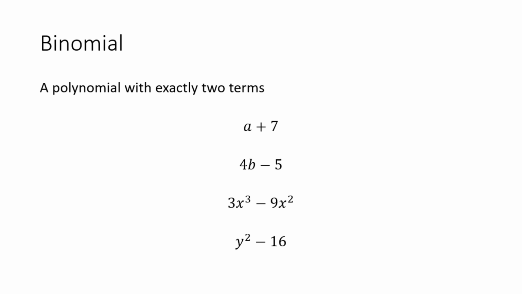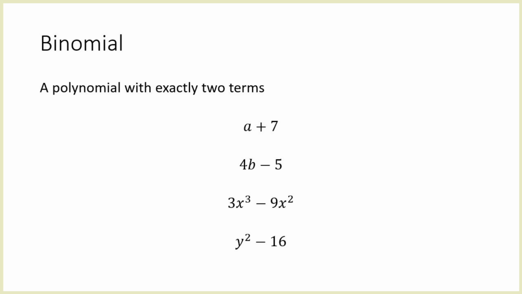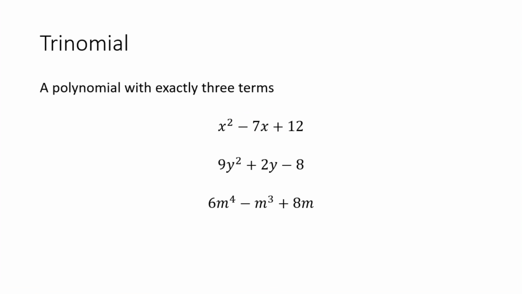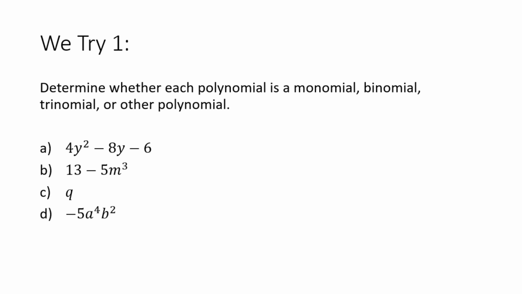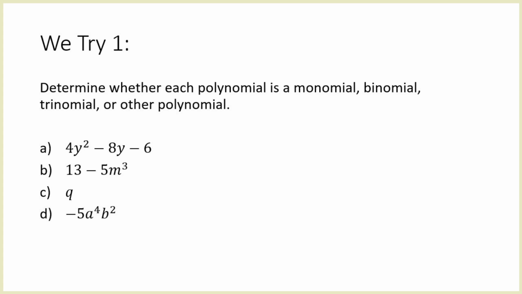Binomials have two terms: a plus 7, 4b minus 5, 3x to the third minus 9x squared. Right? Each of these has two pieces to it. They have one term and another term. Trinomials have three terms. Okay? So x squared minus 7x plus 12, that's one polynomial with three separate terms in it. So what we're going to try to do is determine whether each polynomial is a monomial, binomial, trinomial, or some other polynomial. So let's take a look at it.